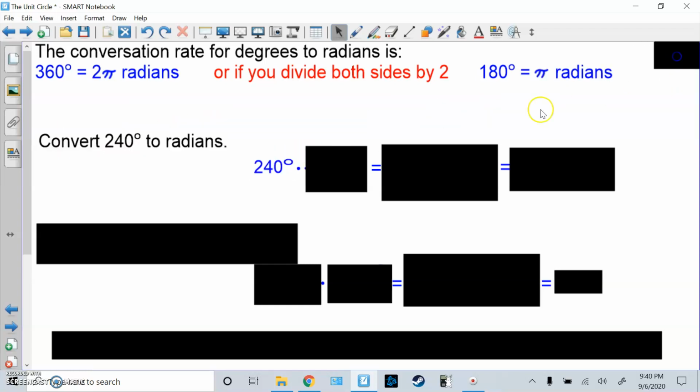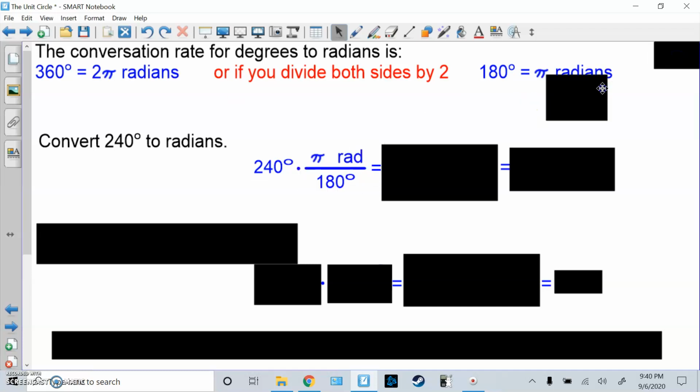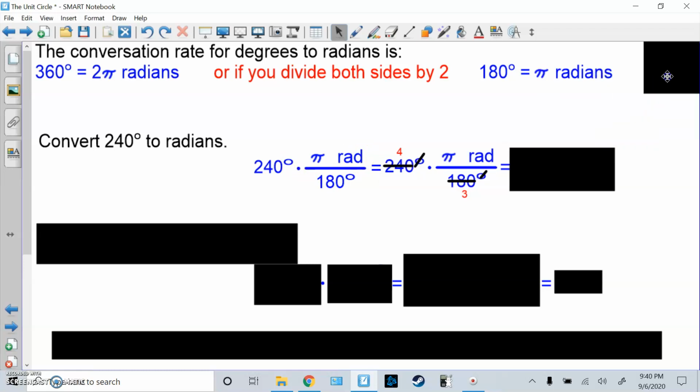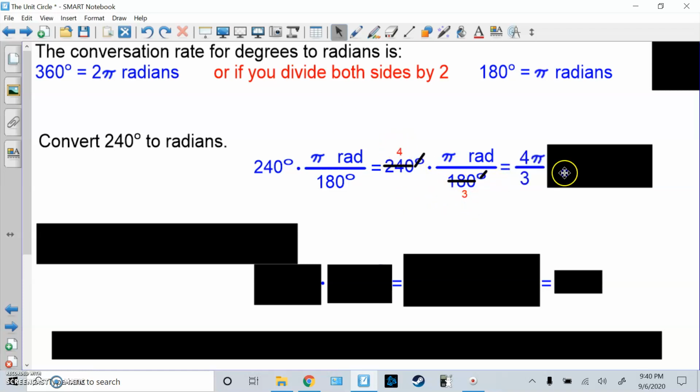So we have degrees. We need to get rid of degrees, so degrees on the bottom and radians on top. The degrees cross out degrees, and I'm going to reduce 240 divided by 180. That's 60 goes into both. 60 goes into 240 4 times. 60 goes into 180 3 times. So really that's 4 over 3 pi radians.